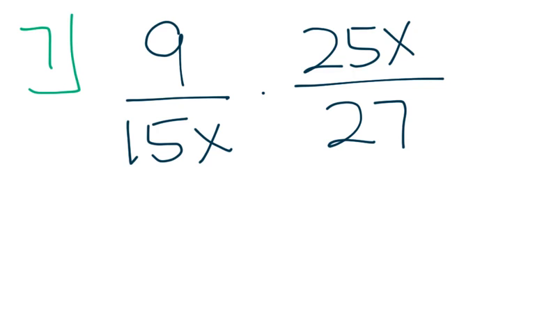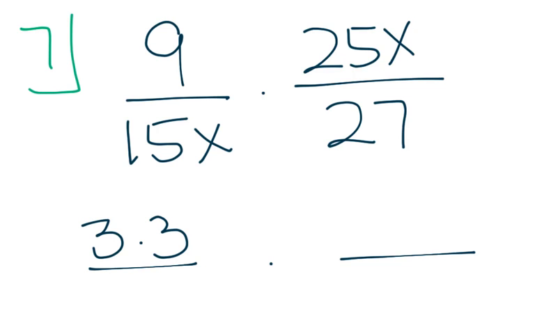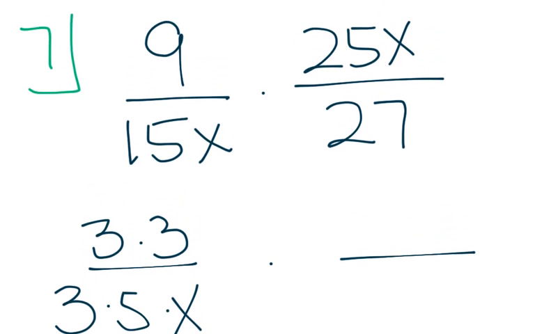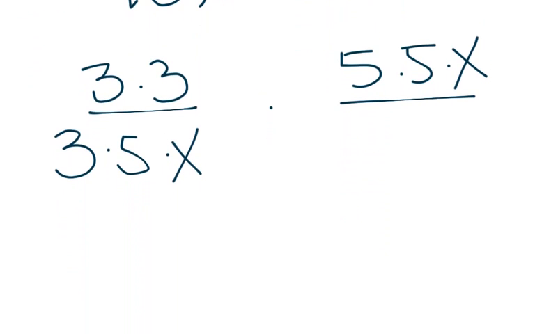So number 7, we have 9 over 15x times 25x over 27. So we can find like factors for all of these. So 9 we can rewrite as 3 times 3. 15x we can rewrite as 3 times 5 times x. 25x we can simplify as 5 times 5 times x. And 27 we can simplify as 3 times 3 times 3.